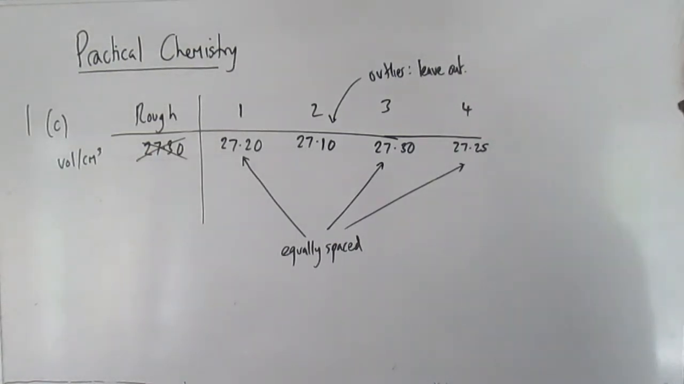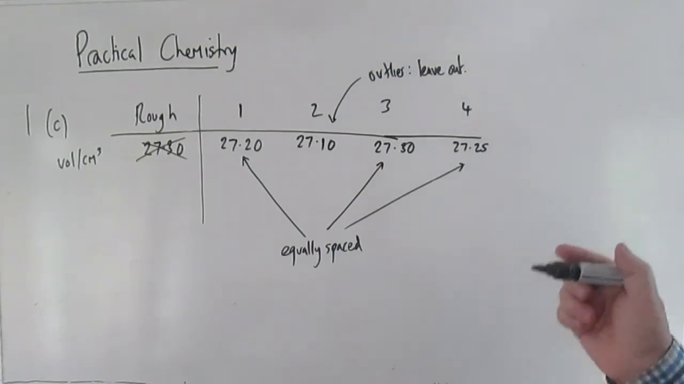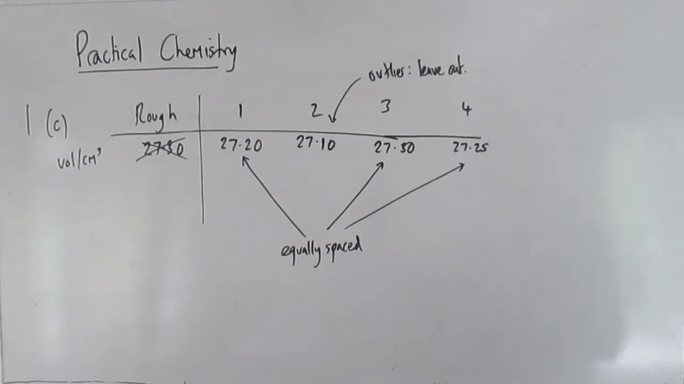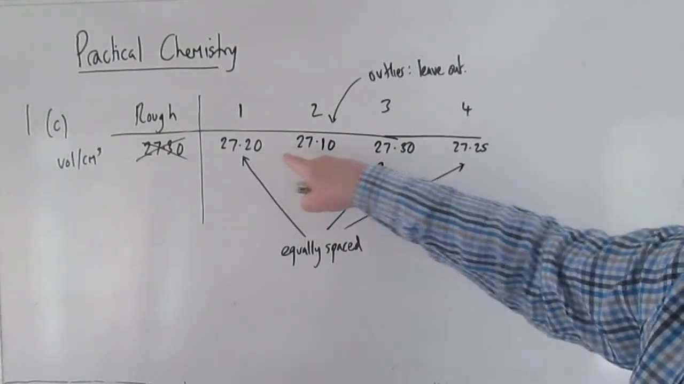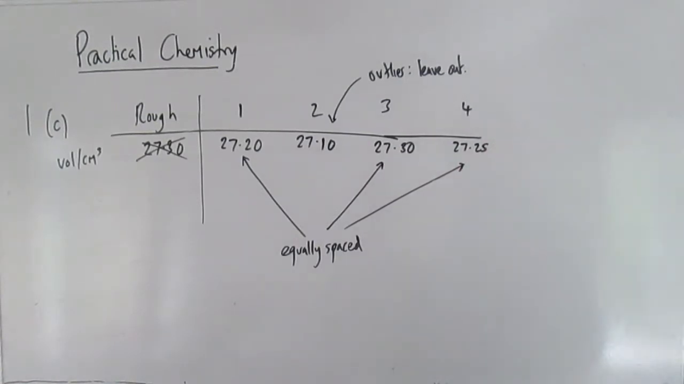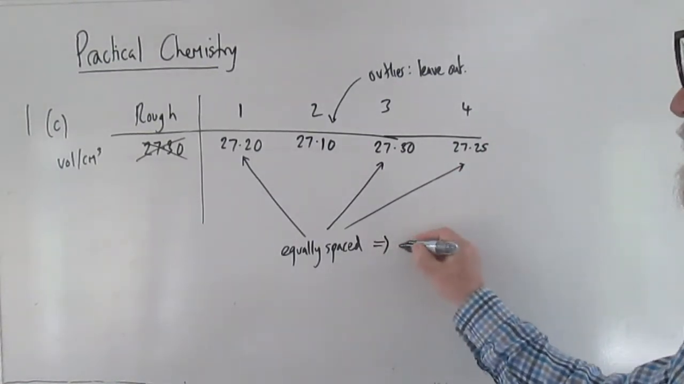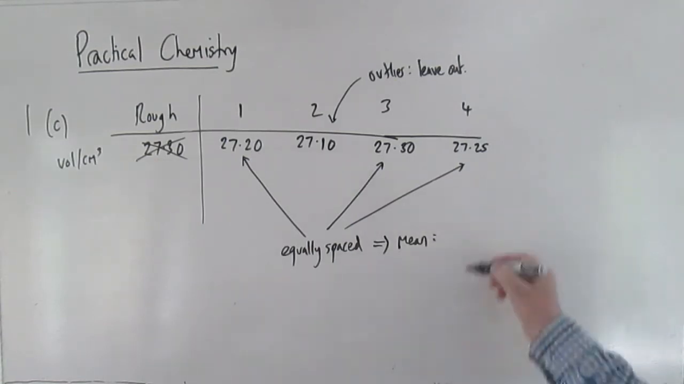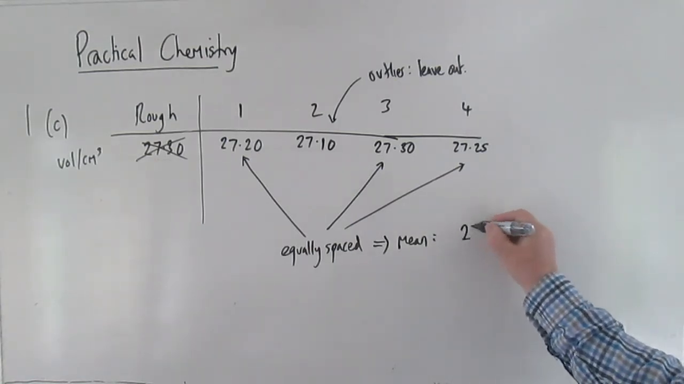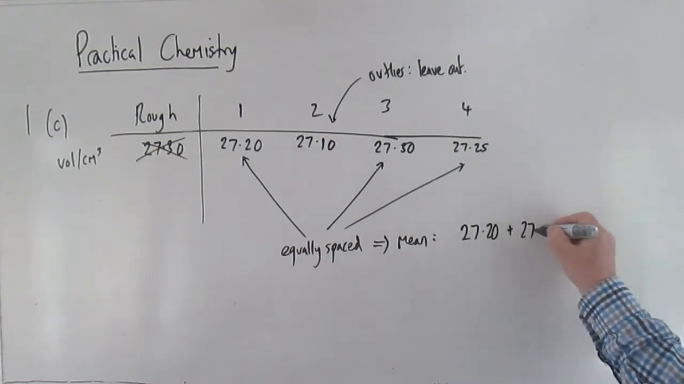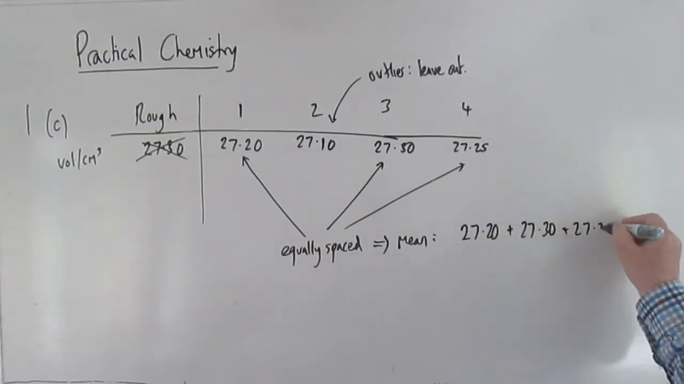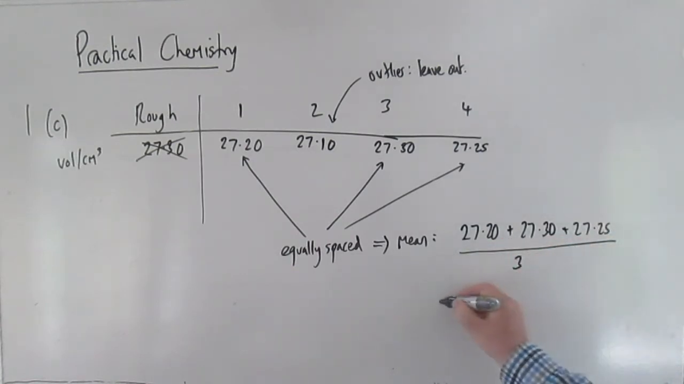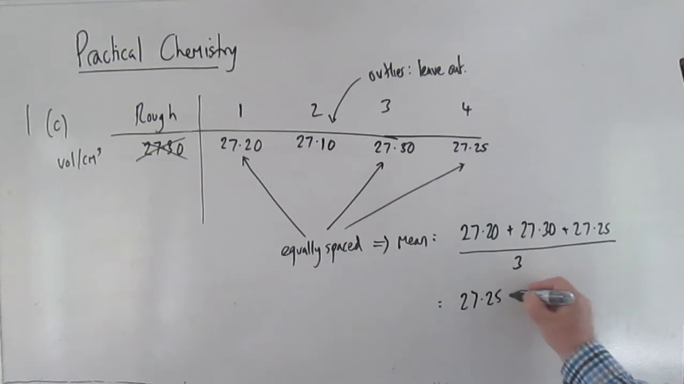Okay, and you might question whether you would do that in real life, but in exams it's just a very simple rule. So it makes your life easier because it means you don't have to make a judgment call. You just stick to the rules, which is that you only take the ones which are most closely clustered, but you have to look at all of the data and spot that there were three equally spread ones here. So that means that the mean is just going to be the mean of those three numbers, which is 27.20 plus 27.30 plus 27.25 over 3, which obviously is just 27.25 cm cubed.